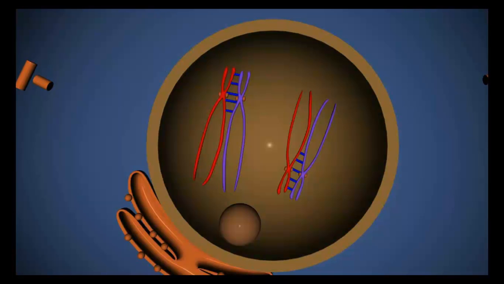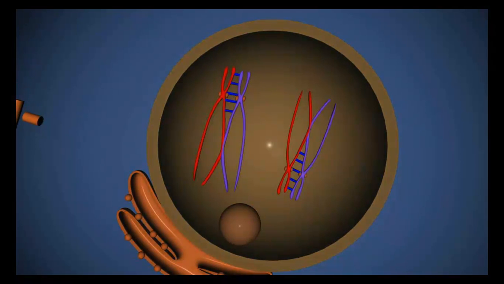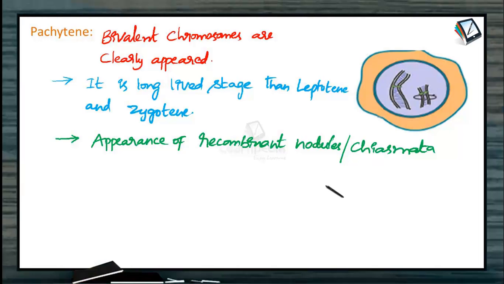Now here see the diagram, this point. The two non-sister chromatids contact physically; that is called recombination nodules or chiasmata. For your better understanding, this is one chromosome and this is the other chromosome. So 2 chromosomes are there. These points, recombination nodule points, are chiasmata.